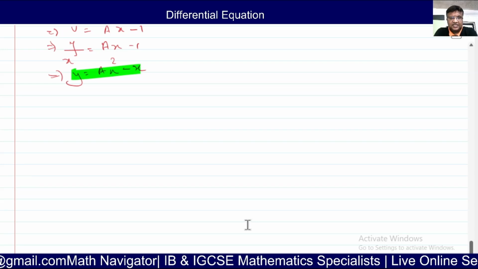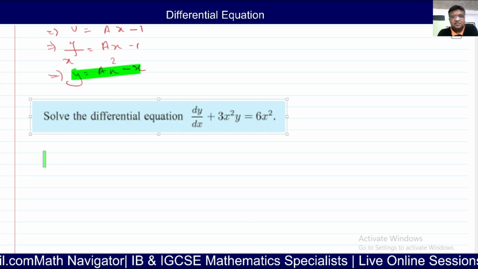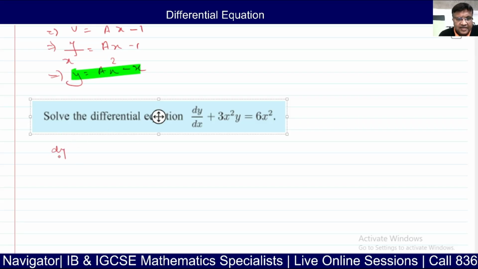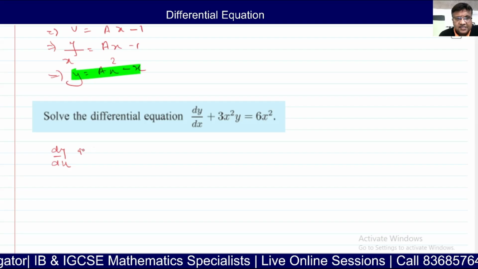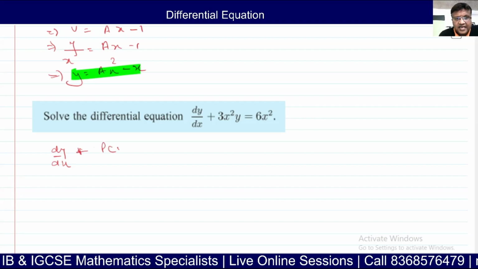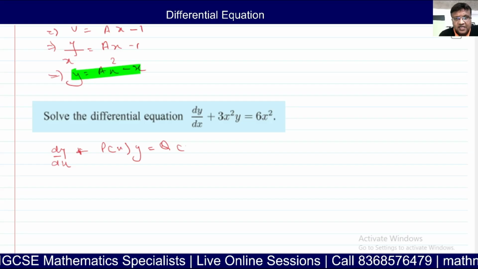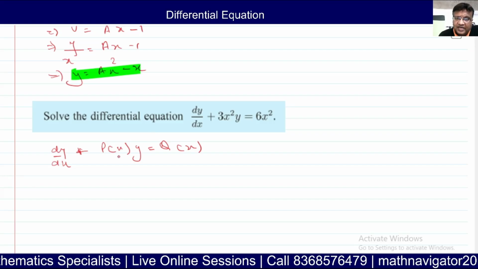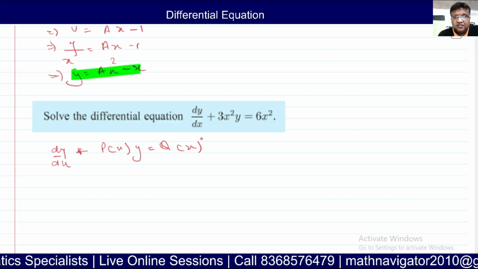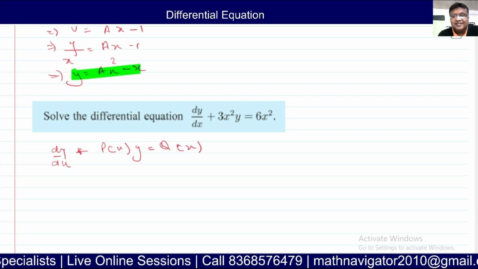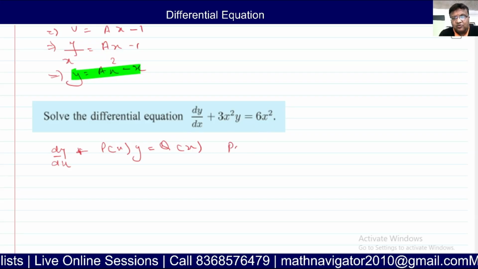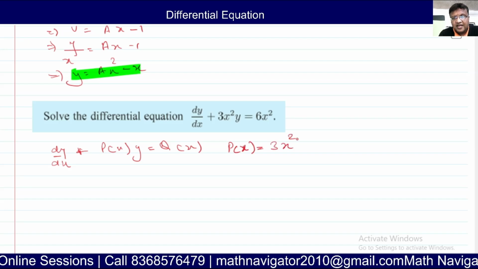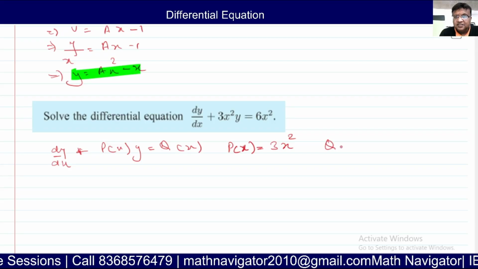So if we have something like this, let's say dy by dx plus Px y is equal to Qx. This means dy by dx plus a polynomial in x, Px, times y is equal to Qx, that means a function in x. So here my Px is equal to 3x squared and my Qx is 6x squared.